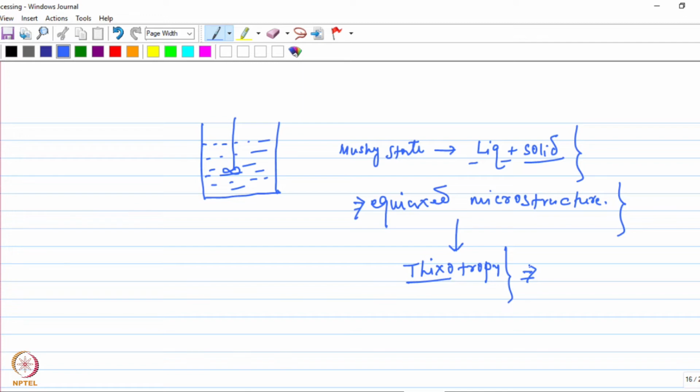Okay, and rheocasting is the process when you actually melt the material and then you bring it down to the two-phase region and start stirring it. So that's the basic difference between rheocasting and thixocasting. Essentially, both lead to a non-dendritic or equiaxed microstructure because during the stirring, the dendrites are broken and equiaxed grains form.